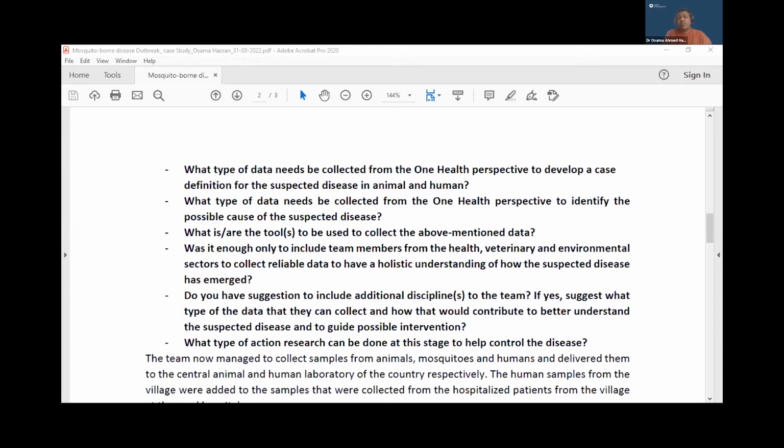What are the tools to be used to collect the above mentioned data for identifying the possible cause of the disease? So when you collect those samples, are you going to just write the names, like blood and so on, and stop there, or would you have maybe a form associated with that?